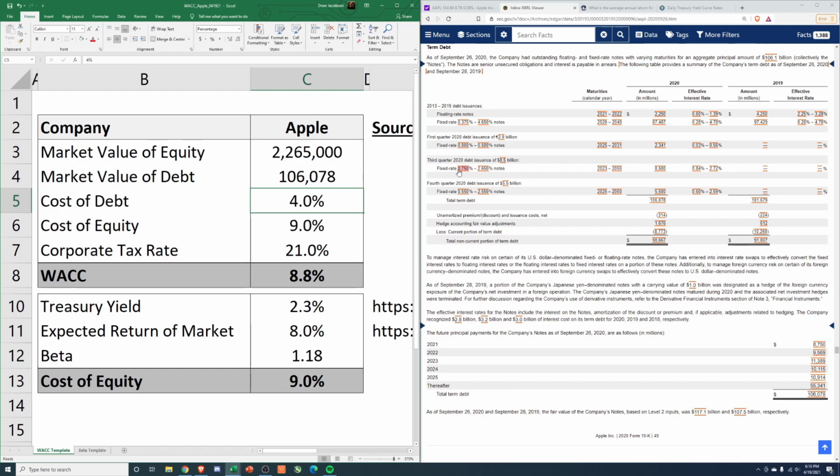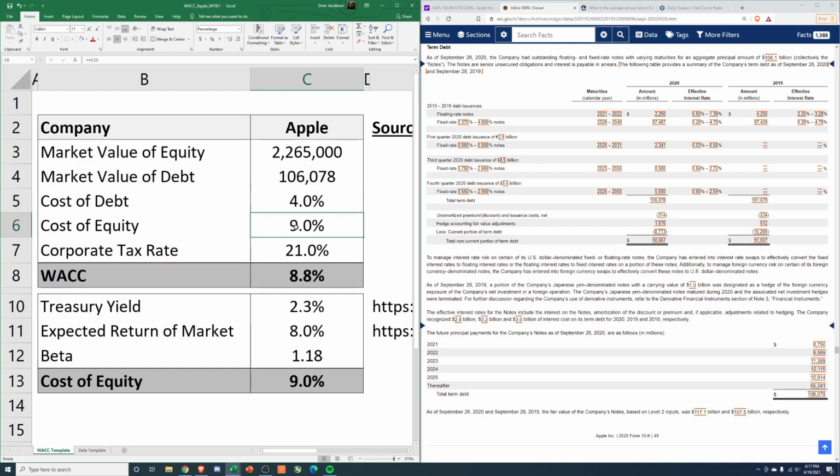The problem is it's a range here, so we don't know exactly how much of this 87 billion is 0.375 versus 4.65. So I've just picked an arbitrary number of four because this was all issued 2013 to 19. Rates really dropped off, I think, starting in 2020. So 4% is probably fine. And even if you change this, because they have such little debt in comparison to equity, it's not really going to change the overall WACC.